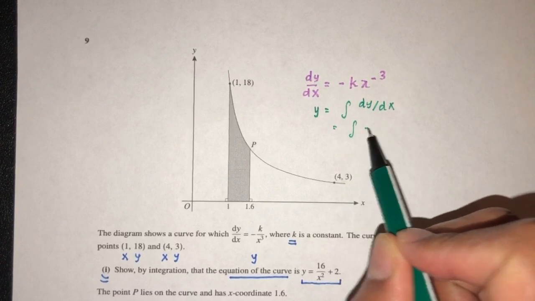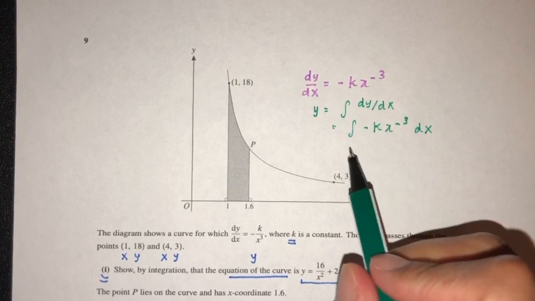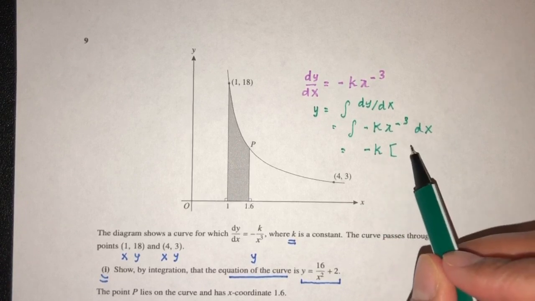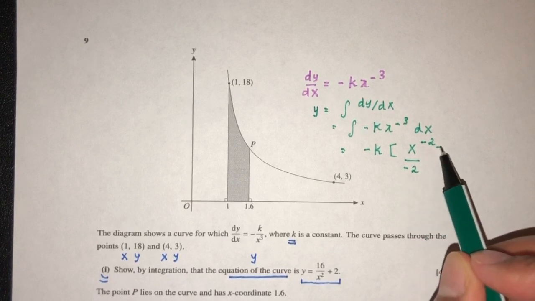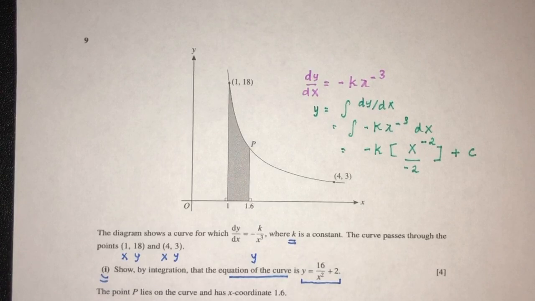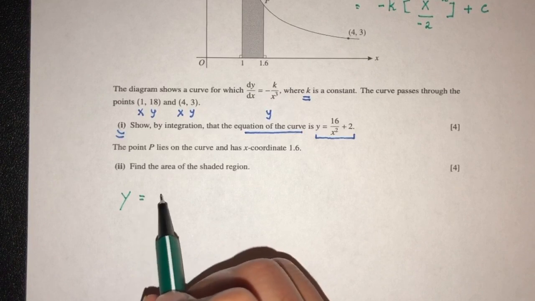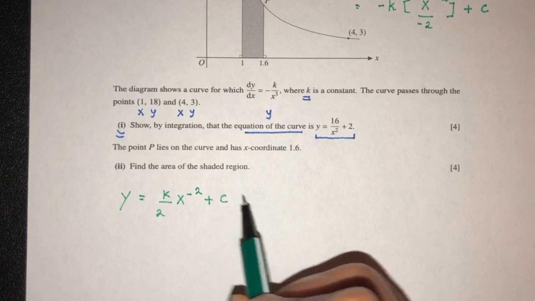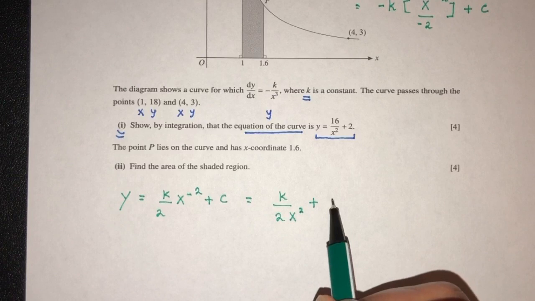That will be the integral of minus k x power minus 3 dx. So let's simplify. Let's take this value outside, minus k. Then here we have to first increase the power by 1, that will be minus 2, then divide by the power, and then we have plus c as the constant of integration. So let me continue here. For now we have y equal to k over 2 x power minus 2 plus c, which is the same thing as k over 2x squared plus c.